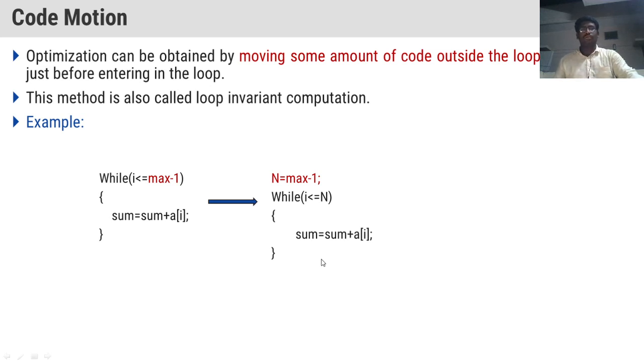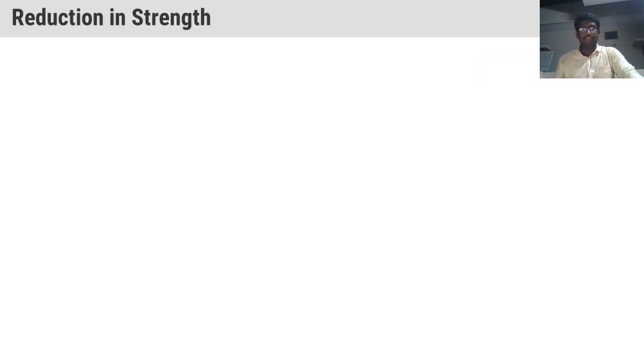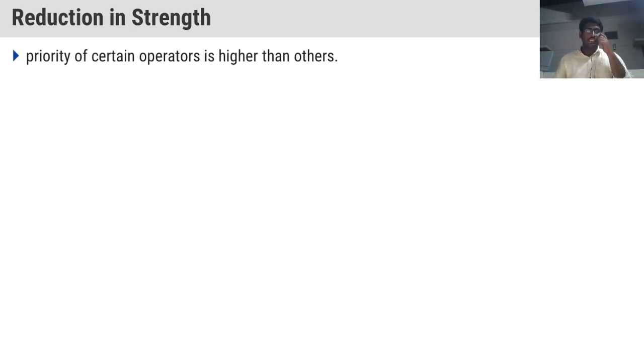This is called code motion. Moving some amount of code outside the loop is called code motion. This is also called loop invariant computation. Next one is reduction in strength.